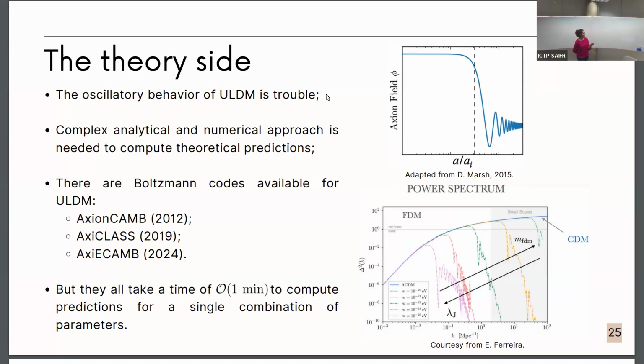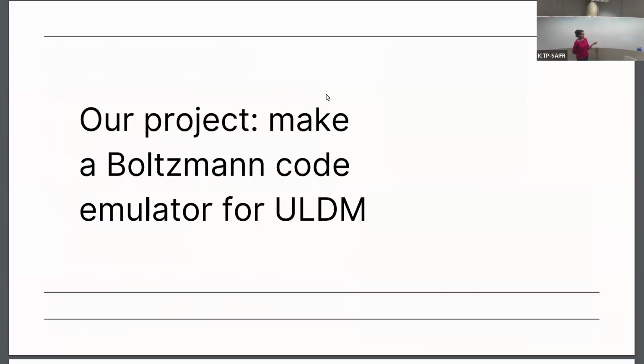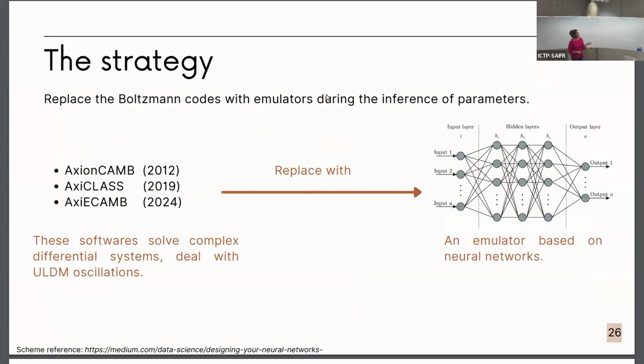computationally expensive. So the idea for our project is to overcome this problem with a Boltzmann code emulator for ultralight dark matter. So the strategy is to replace the Boltzmann codes, which make these very complex computations that take a lot of time, with an emulator based on neural networks.